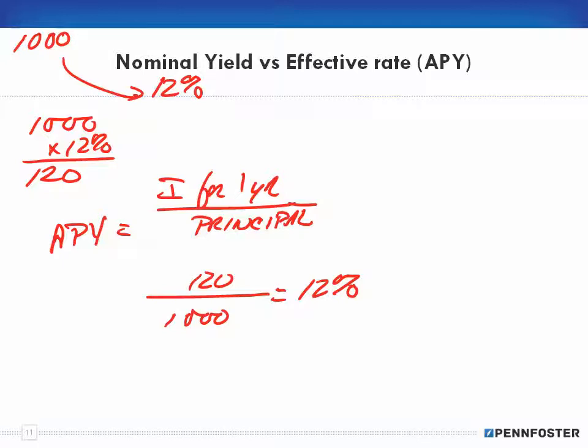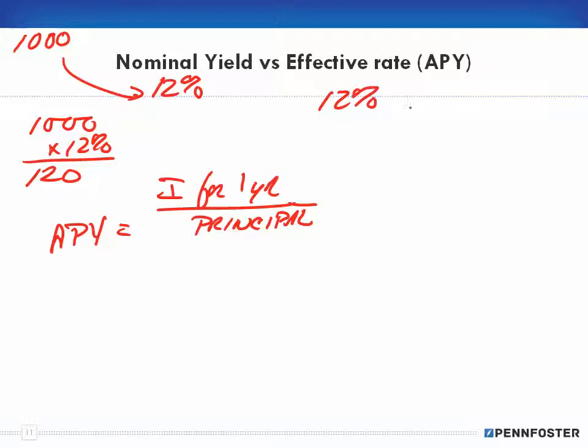But if I said, let's say that my interest rate is 12% and I'm going to compound quarterly for 1 year.